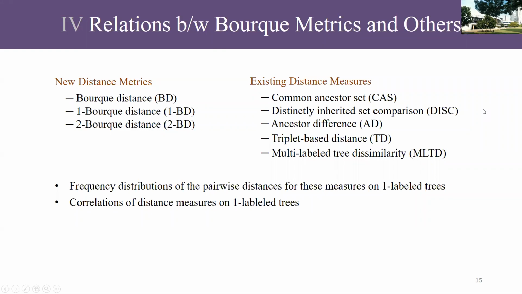Now we move to our simulation experiment. We have 3 bulk distance measures. There are also 5 existing distance measures. We use a simulation to investigate the frequency distributions of pairwise distance for all the distance measures. We also investigate the correlation of these distance measures.